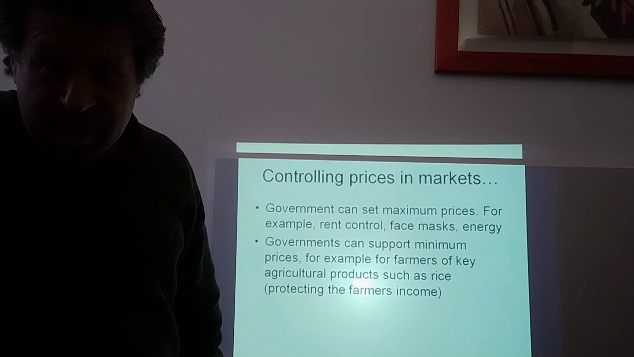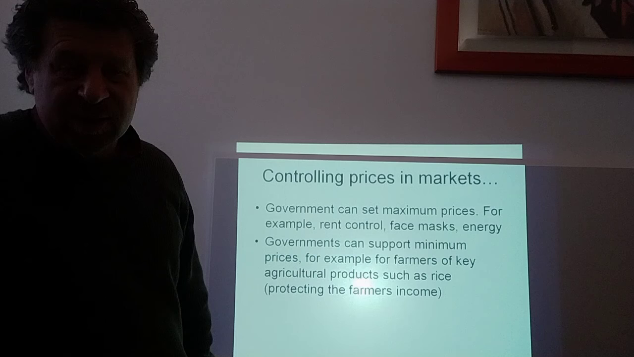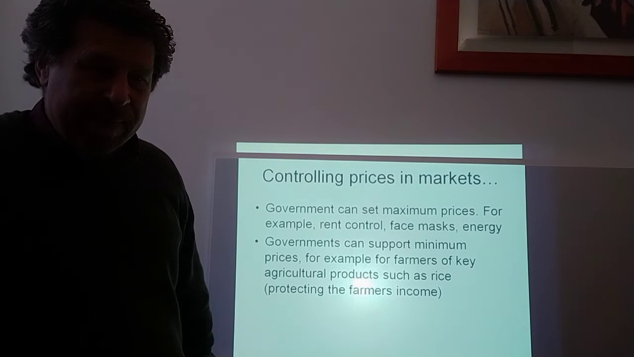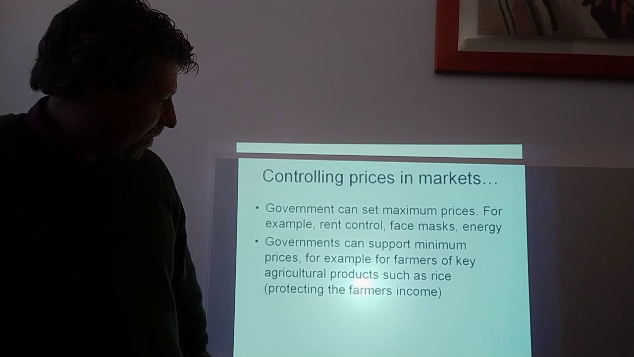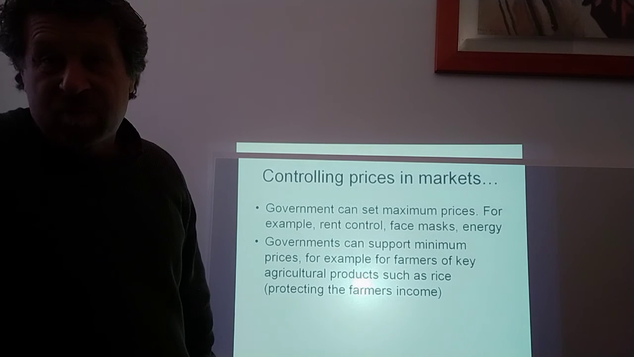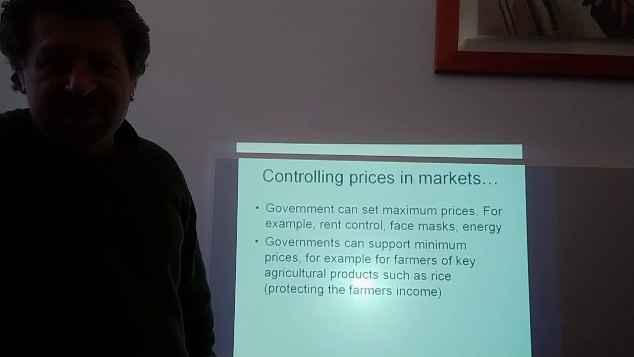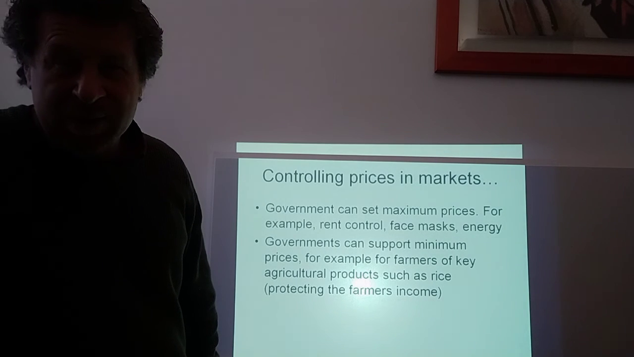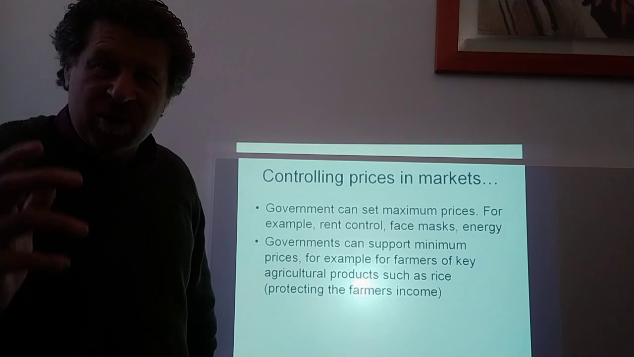And also there could be a minimum price. Often farmers have minimum prices, can have minimum prices for very important foods like rice, etc., to maintain their income, to make sure they continue growing the food. But that again can have problems with overproduction. People won't want to buy so much if the prices are artificially high, and they'll produce too much. And often in Europe in the past we've produced too much food and had to throw lots away.